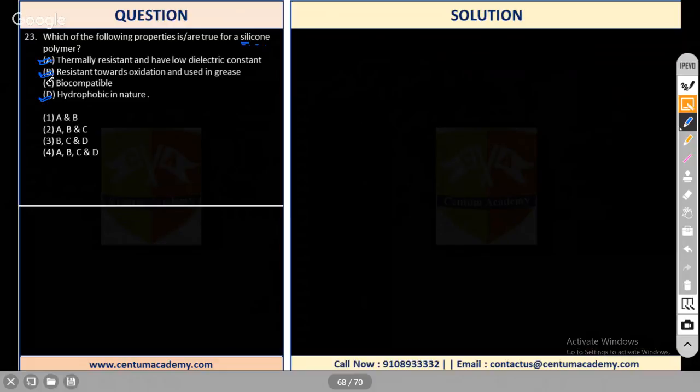Okay, and this polymer is also biocompatible. Okay, so that's why it is very useful for any purpose. So for this question, I think all the four options are true, so we can easily write down the answer as fourth option. Correct. This is actually, you have to memorize the properties of silicon polymer. This is actually the direct properties we have.